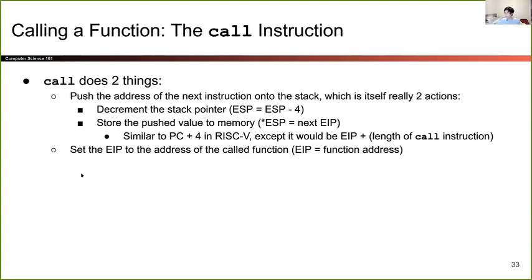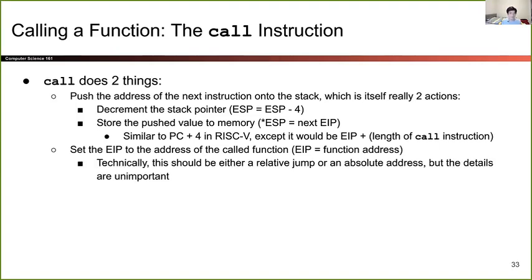So call does two things. One of those things is also two things. So it does, I guess, three things. It's not too important. This is just what the instruction does. Technically, you have three different types of calls. This is not really important.